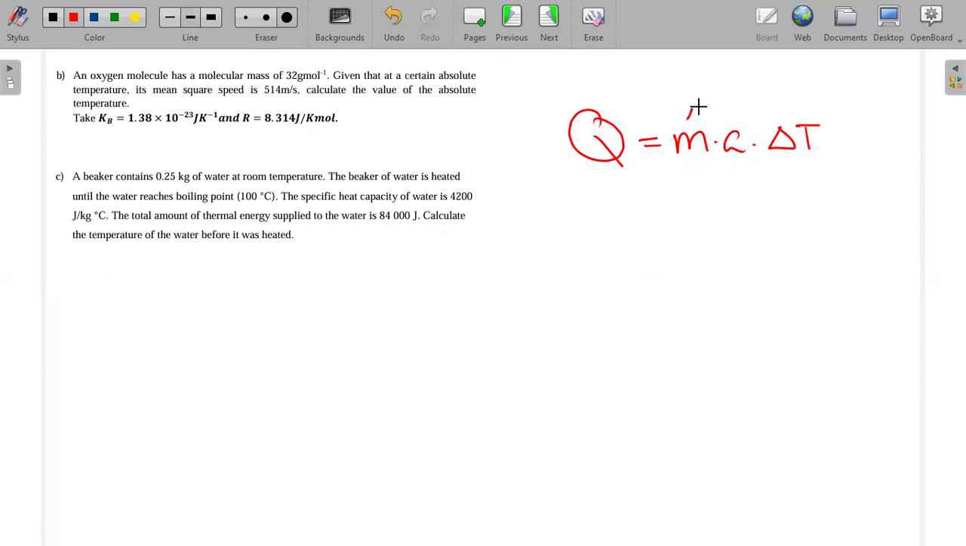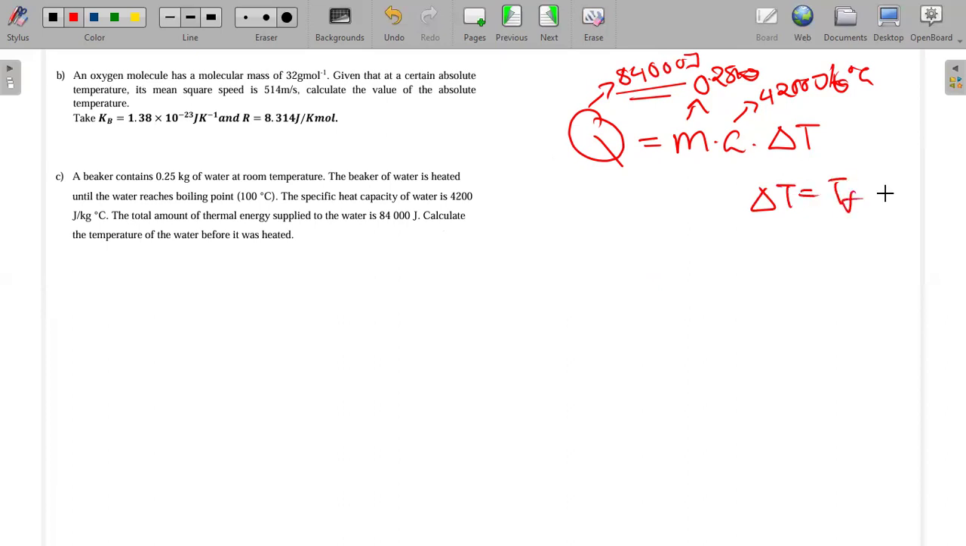All right, so they've given us the mass to be 0.25 kilograms. They've given us the specific capacity to be 4200 joules per kg degree Celsius. They've given us what else? They've given us Q absorbed, which is 84,000 joules. We know that change in temperature just basically means T final minus T initial. So what are we looking for? We are looking for the T initial here.